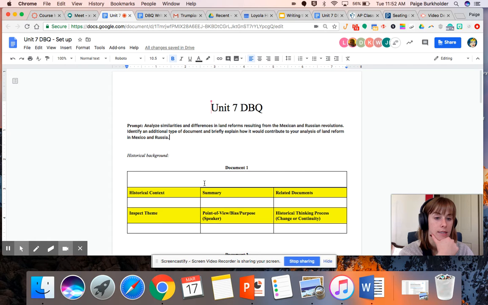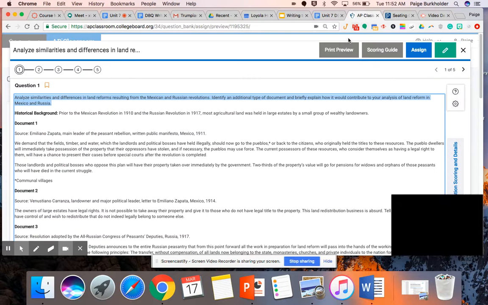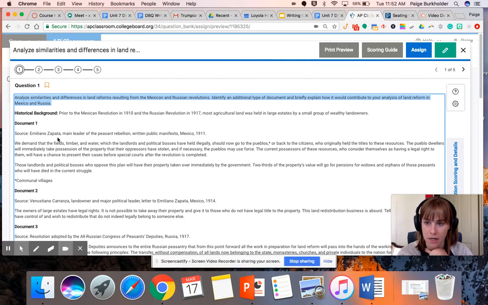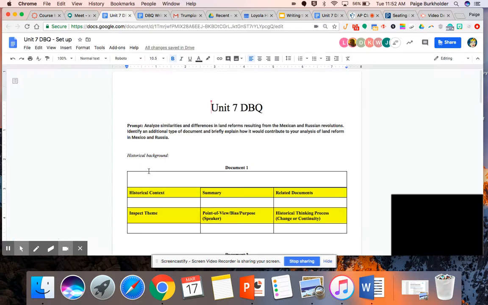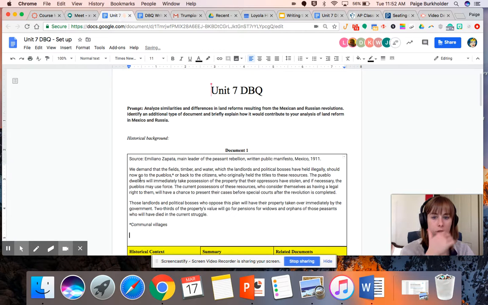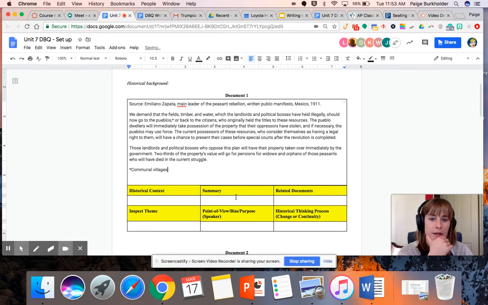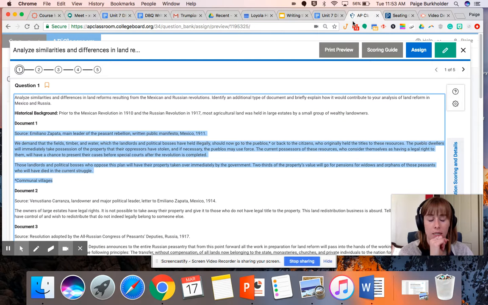to help you analyze each document. Okay, so instead of just reading each document here, like, okay, source, Emiliano Zapata, main leader of the Peasant Rebellion, and then trying to do the summary, POV, yada, yada, what I'm going to ask you to do is copy and paste it into your document 1 here, and then you would do all of your historical analysis down here at the bottom. That way you have it in one document. And so when you go to write your essay, you can just reference this document instead of having to go back and forth to the AP Classroom dashboard.